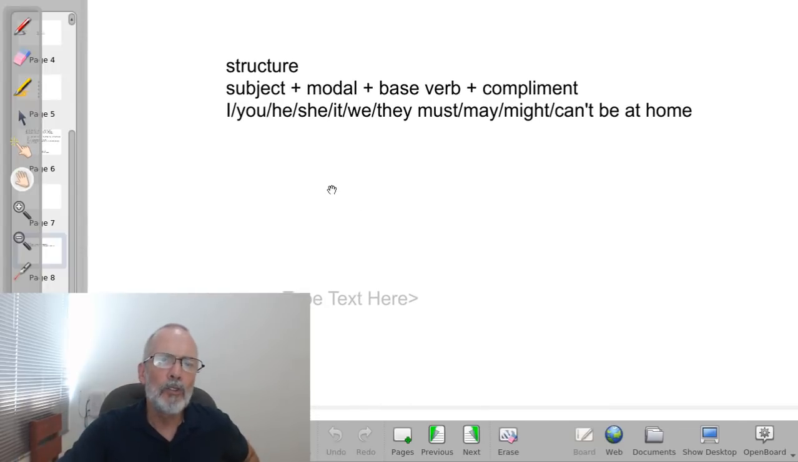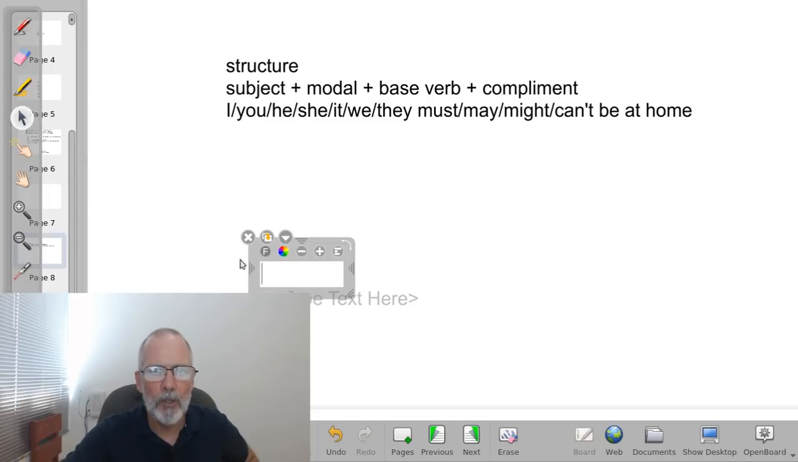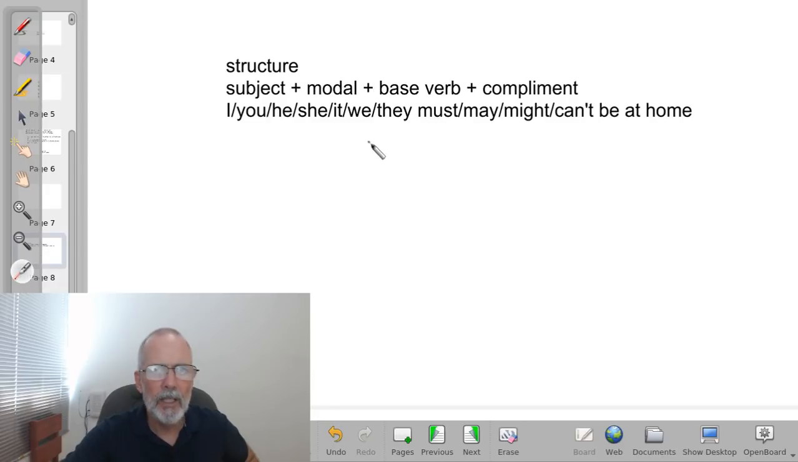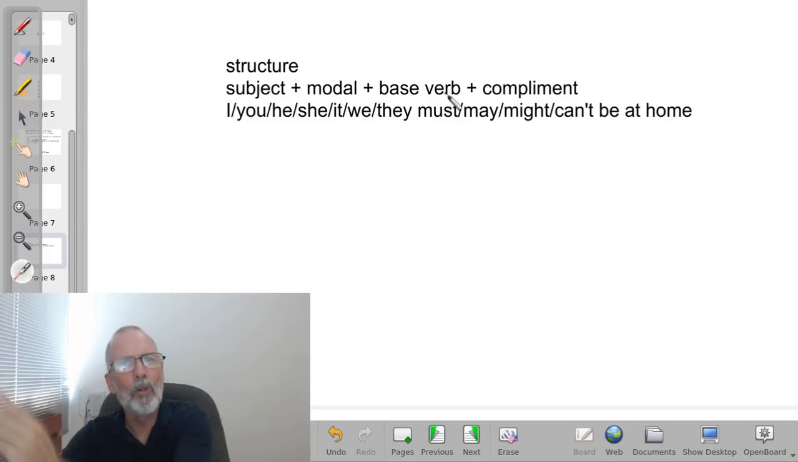Yeah, the structure. The structure is very easy. As with all the modal verbs, this is the order of the words. First of all, we need to have the subject. In this case it is I, you, he, she, it, we, they. Here we're using the subject pronouns. The next thing we need is the modal verb. These rules apply to all modal verbs.